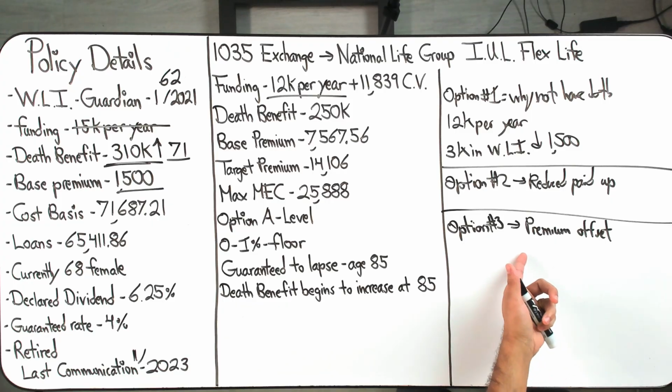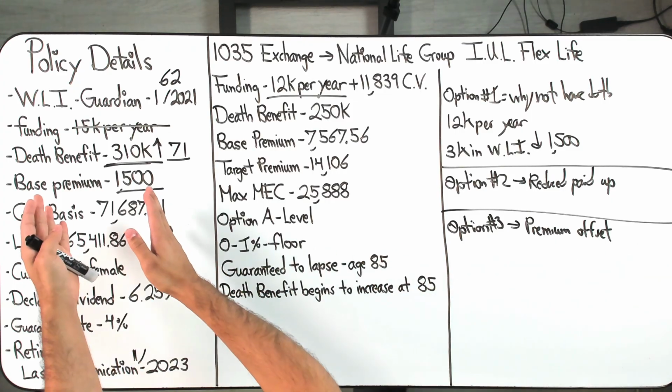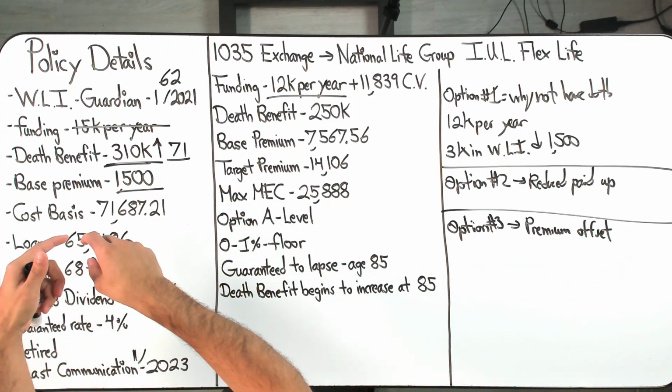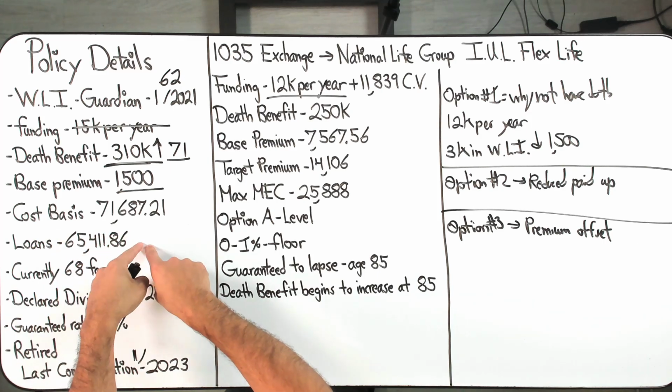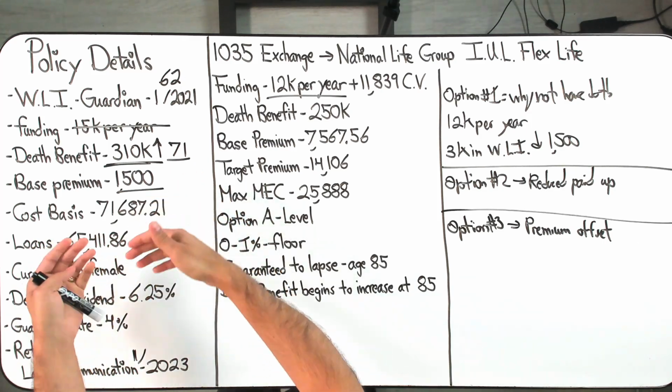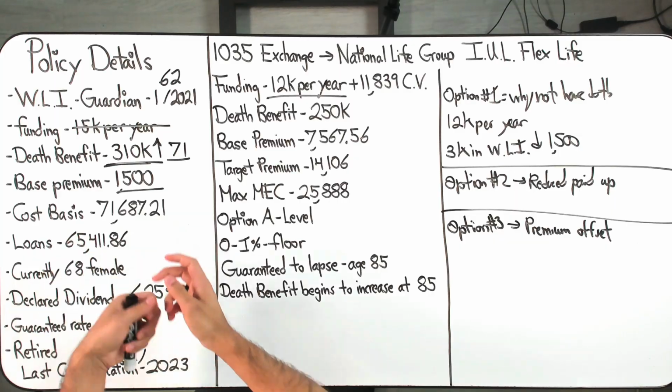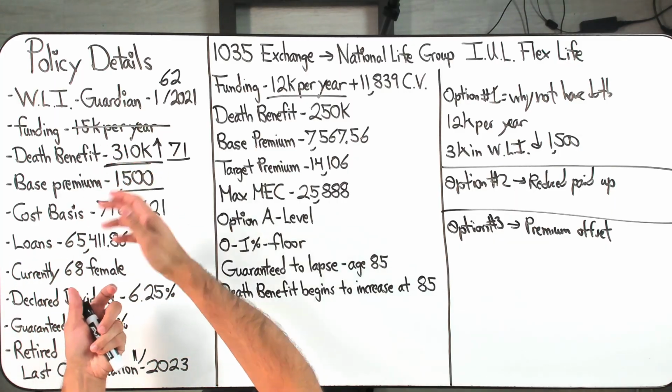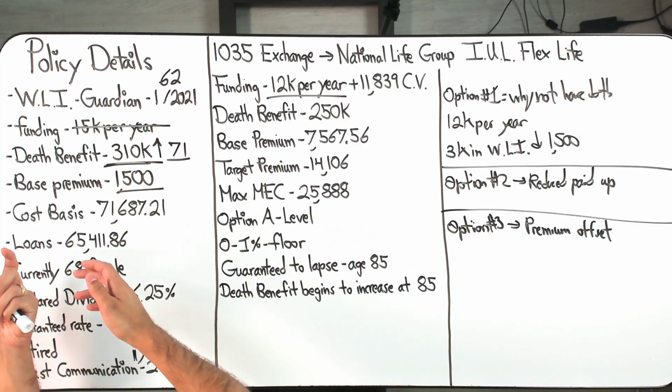Option 3 is a premium offset. We can let the dividends that are growing in there cover the interest costs on the loan and maybe some of the premium. And whatever is short, she could come out of pocket. It's going to be way cheaper than 15 grand. Obviously, it'd only be like another couple $1,000, if that.